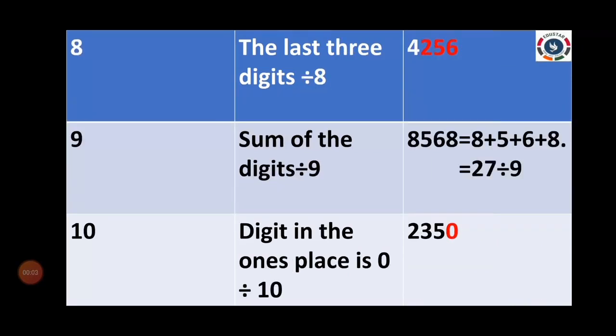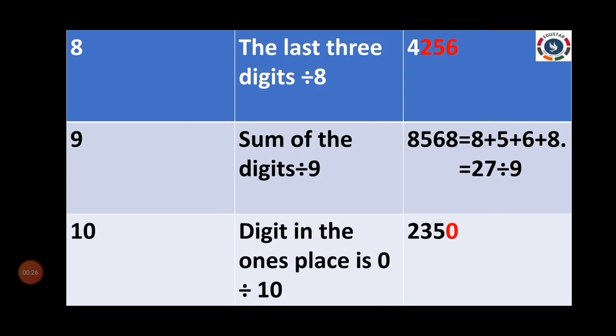8. The last 3 digit is divisible by 8. For example, 4256. You take the last 3 digit, divide by 8, you will get 0 remainder. So it is divisible by 8. And 9. Sum of the digits. 9 and 3 both are equal. The rules are equal.